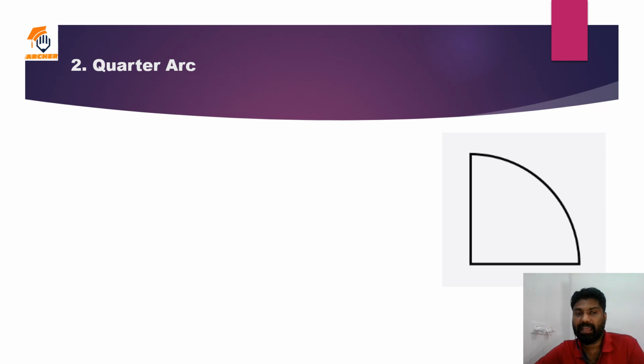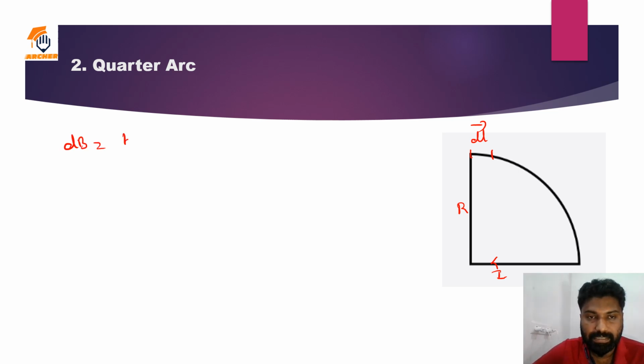Next, if we are considering a quarter arc, here this is the radius, I current is passing through this. So I am taking an elemental length dl here. So here also we can write dB is equal to mu 0 by 4 pi I dl divided by r square. Magnetic field will be inward here.